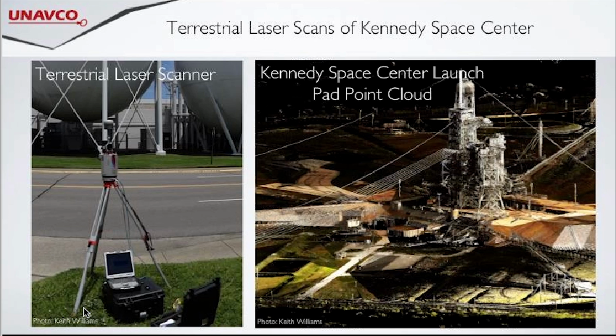In a single scan, the scanner is picking up millions of these points that it then organizes into a 3D image, like this one on the left of the Kennedy Space Center Launchpad. And the way that Keith Williams was able to create this image was he scanned from multiple positions and then tied the scans together.